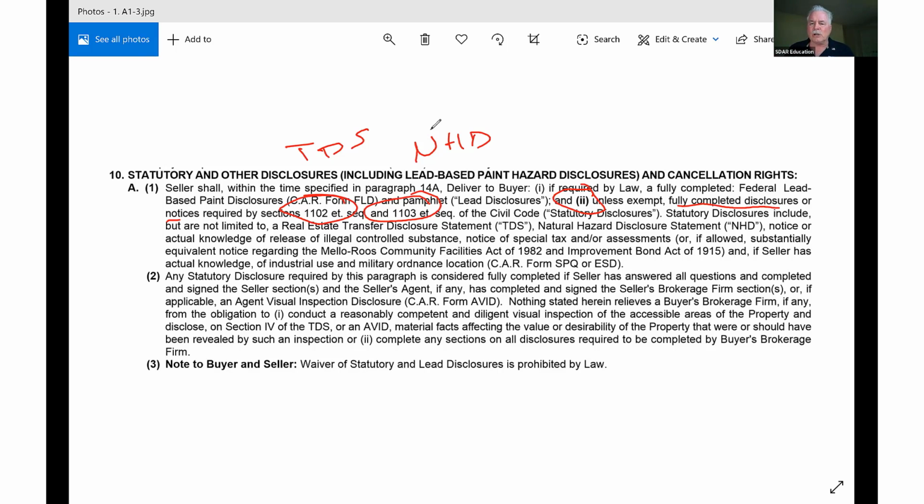You don't need to memorize these terms. You just need to know that these are important things, okay? So of the Civil Code, of course. Those are called statutory disclosures. They include but are not limited to, so the lawyers wrote that, a TDS, an NHD, notice or actual knowledge of release of illegal controlled substance, like methamphetamine, so an MCN disclosure, methamphetamine contamination notice. Now these are things you have to do. These are statutory. These mean that until the seller gives the buyer these things, the buyer's got a right to rescind the contract, and we're going to get into this in just a second.